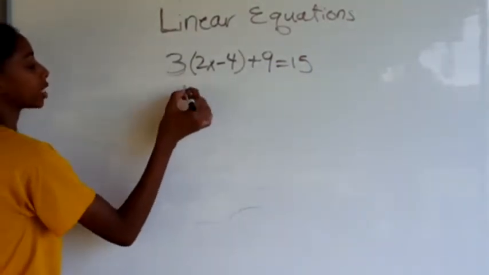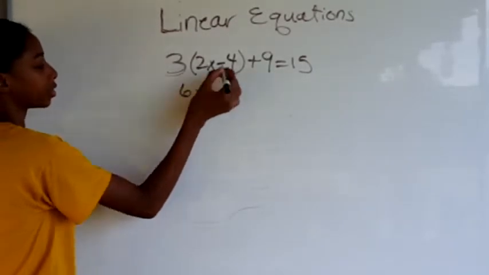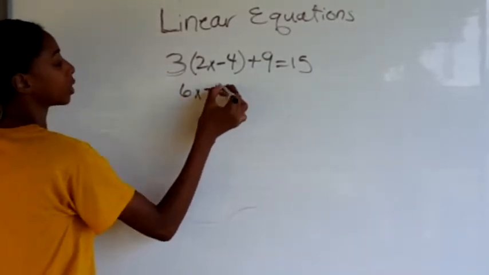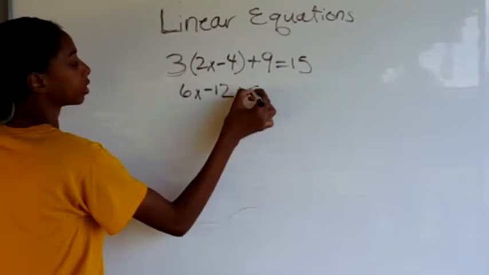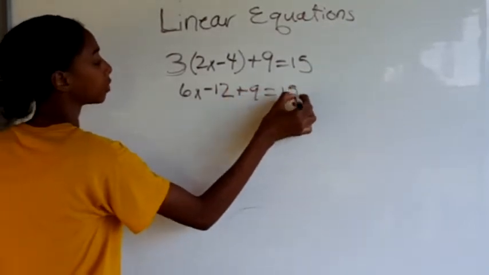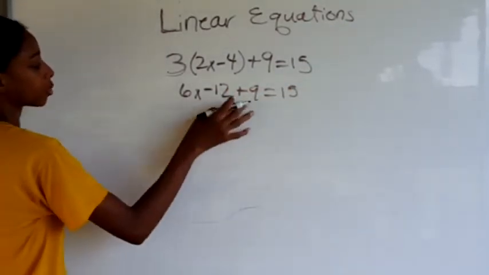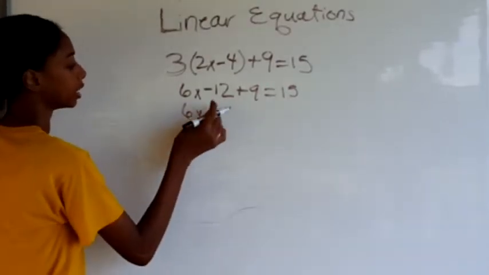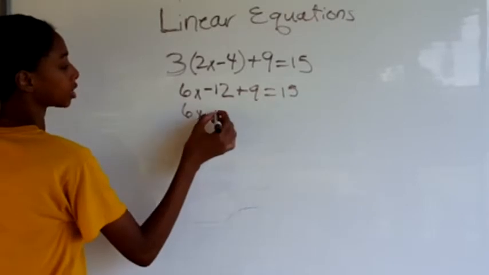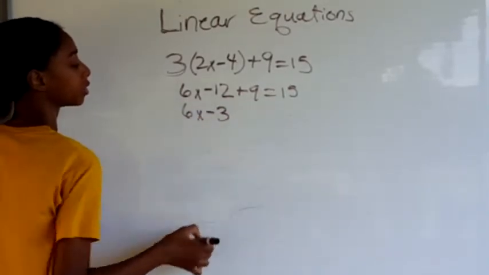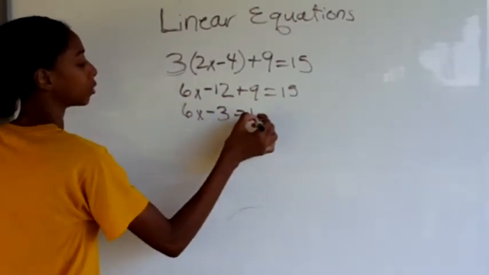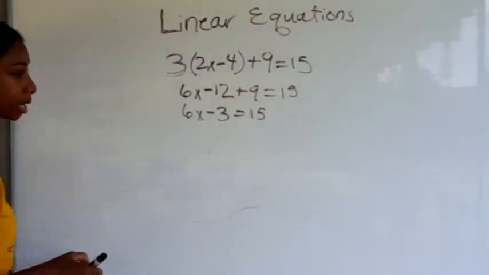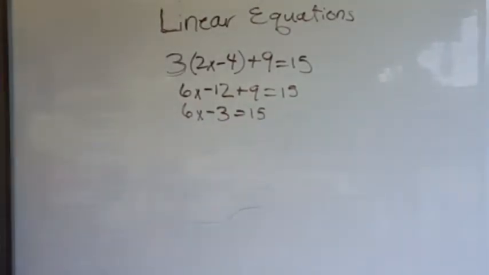So 3 times 2x is 6x. 3 times negative 4 is negative 12, plus 9 equals 15. So our like terms are negative 12 and 9 because there are no variables with them. So we have 6x and then negative 12 plus 9 is going to be negative 3, equals 15. So now we have 6x minus 3 equals 15.